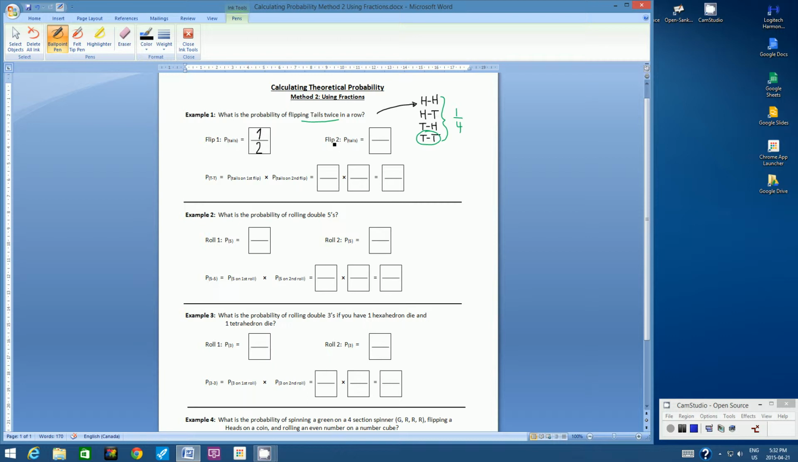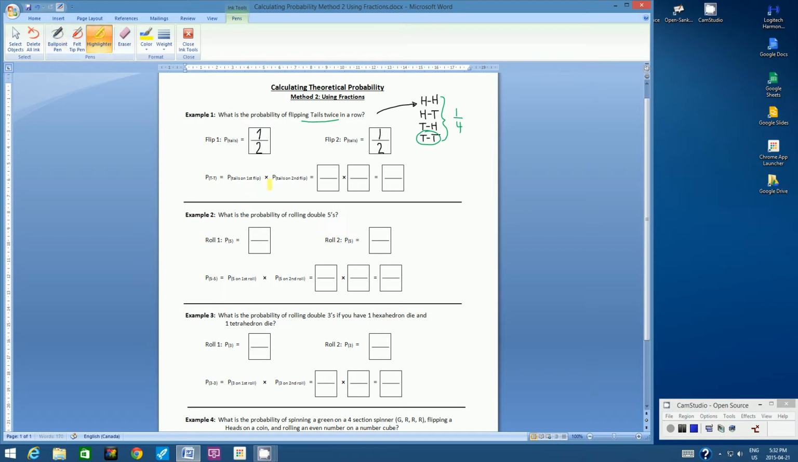Now, let's talk about flipping the coin a second time. I'm going to completely ignore the first flip. So what's the probability of flipping tails? Again, it's going to be 1 over 2. 1 out of 2 chance to get a tails. So to calculate the probability of tails twice, we take the probability of tails on the first flip and we multiply.